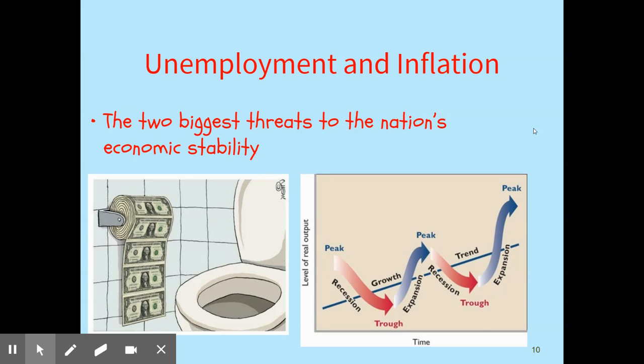Unemployment and inflation, guys, these are two big problems and big threats to our economic stability. We talked about the business cycle a while back, and you see the business cycle on this slide here. But unemployment and inflation are two biggies that you really want to avoid within an economy. We'll talk about that a little bit more. Unemployment: you've got to have people working, having income, and spending money, and that's a big thing for sure.